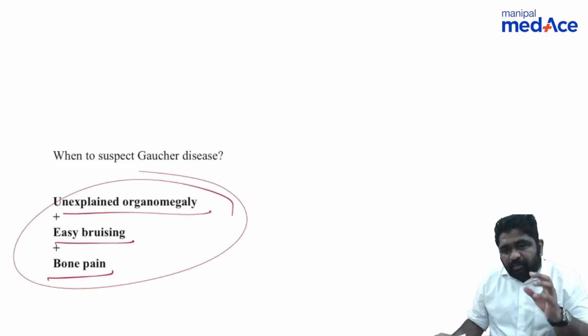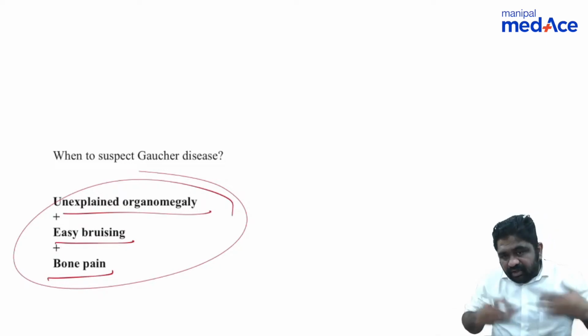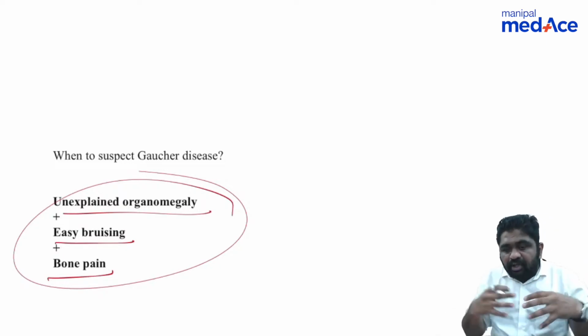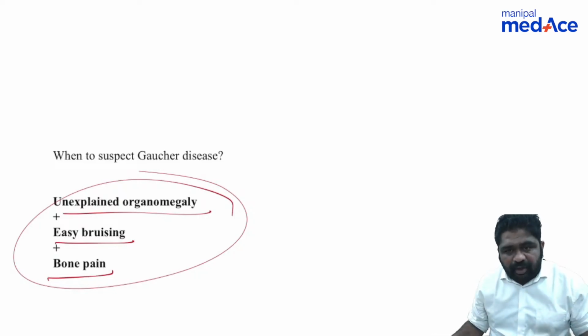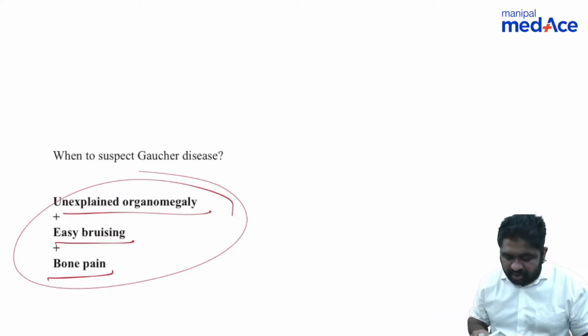Why easy bruising? Because of pancytopenia, the thrombocytes have also not been formed. So whenever there is an injury, if there is bleeding, to control the bleeding you need the thrombotic coagulation factors coming into the picture along with platelets. But if platelets are not there, bleeding does not stop. Because of which easy bruising happens.